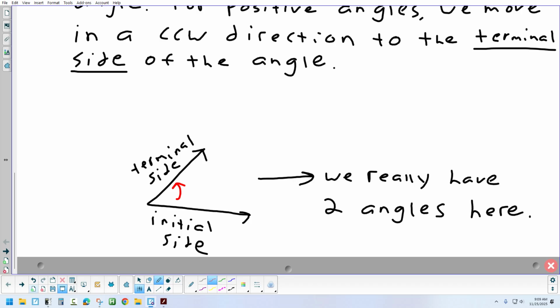Okay, there's another picture of initial side and terminal side. Now, technically in that picture, you do have two angles. There's one inside the rays, and then there's one outside. When we talk about the angle, we are generally referring to the angle that's less than 180 when you draw two rays.